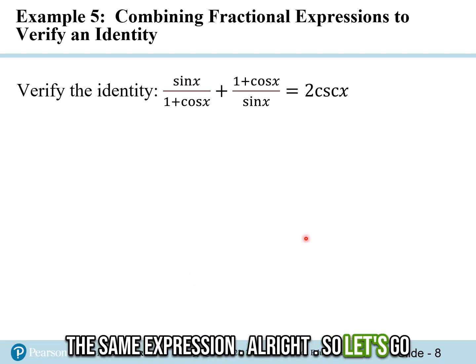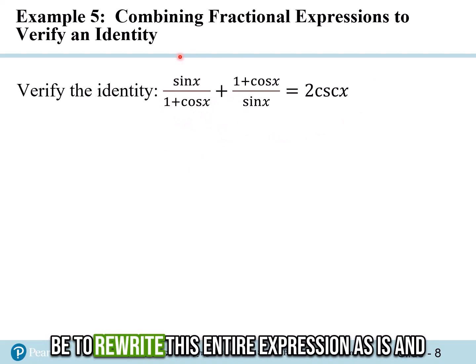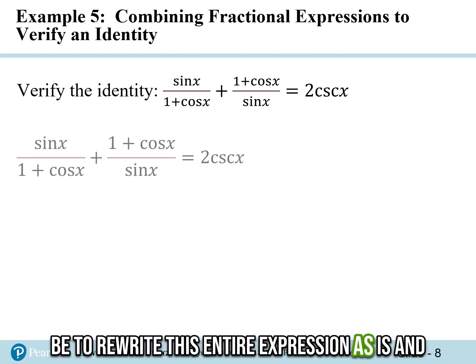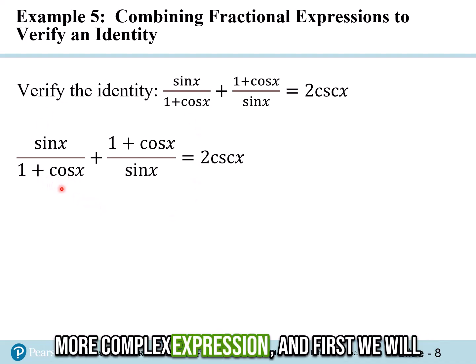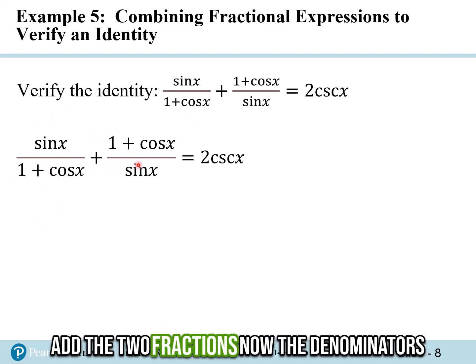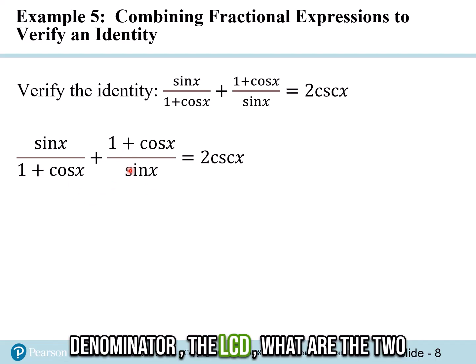Alright, so let's go through the steps here. The first step would be to rewrite this entire expression as is, and then we will take the left hand side, which is a more complex expression, and first we will add the two fractions. Now the denominators are not common. We have to find the common denominator, the LCD.